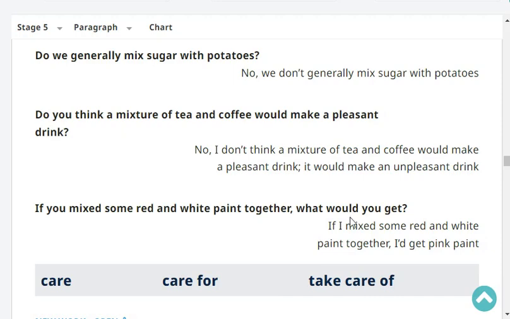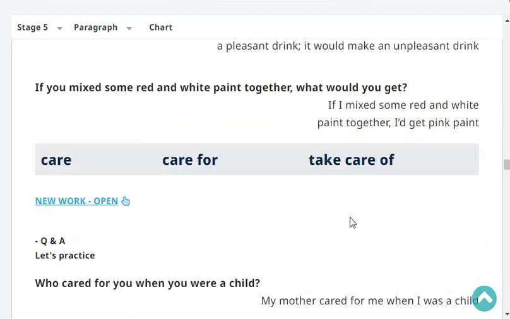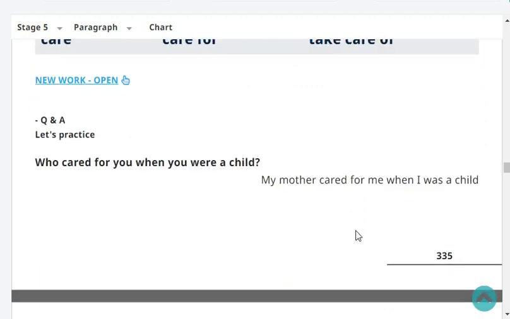If you mix some red and white paint together, what would you get? If I mix some red and white paint together, I'd get pink paint. Very good.